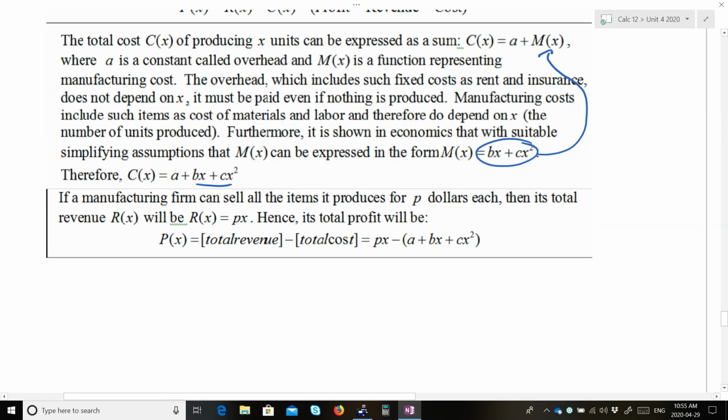So, if a manufacturing firm can sell all the items it produces for P dollars each, then its total revenue, R of x, will be R of x equals P times x. Hence, its total profit will be total revenue minus total cost, so P of x equals Px minus A plus bx plus c times x squared.